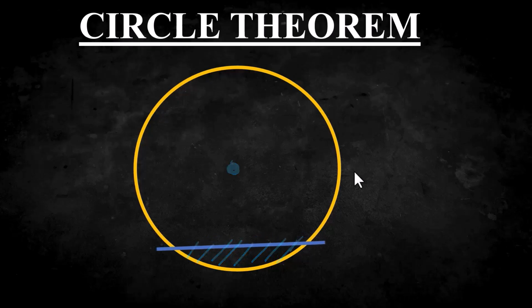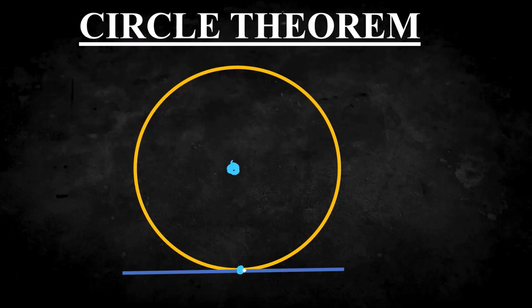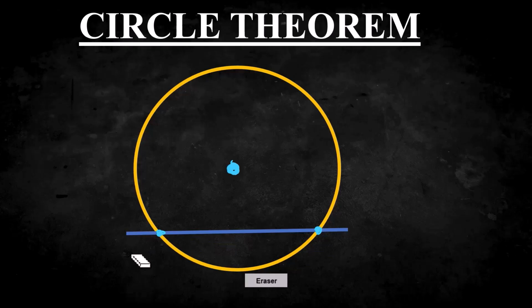Now let's talk about a tangent. If a line touches a circle at only one point like this, it's called a tangent. So we have a tangent line. We can have a tangent here. Now let's talk about a secant. A secant touches a circle at more than one point. So we can have a secant here.